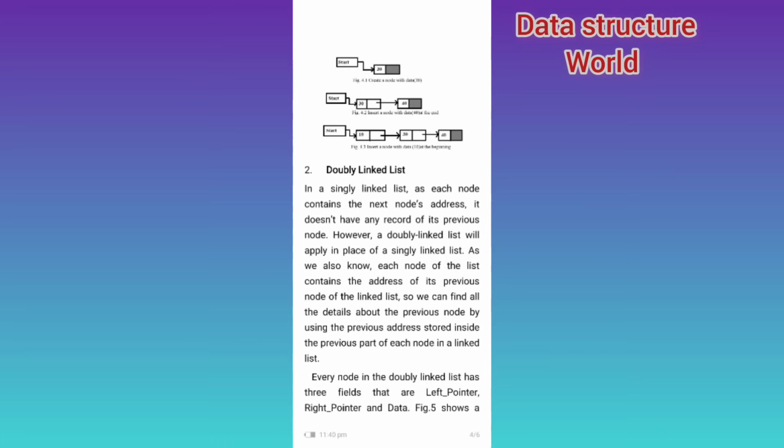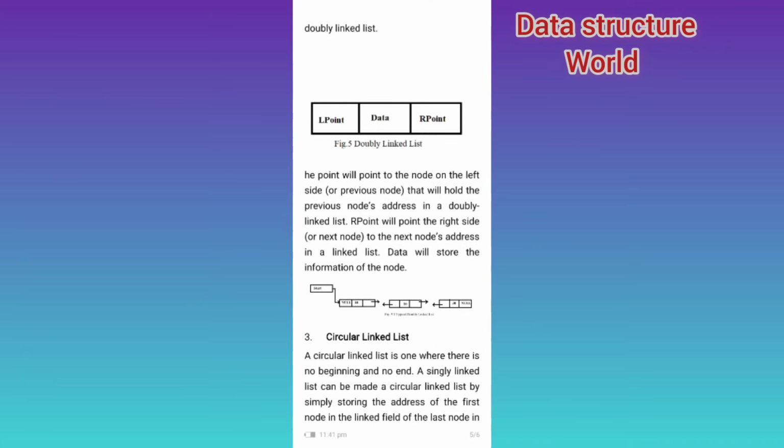Doubly linked list. In a singly linked list, as each node contains the next node address, it doesn't have any record of its previous node. So a doubly linked list is used in place of a singly linked list. In a doubly linked list, each node contains the address of its previous node as well. So we can find the address of the previous node by using the previous address stored inside the previous part of each node in the linked list. Every node in the doubly linked list has three fields: left pointer, right pointer and data, which we can see in the figure.